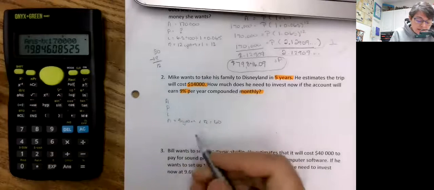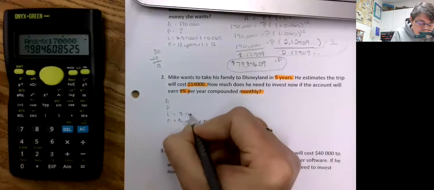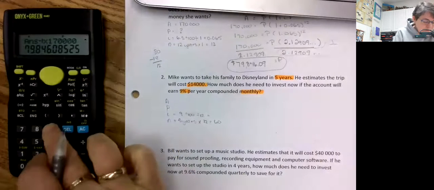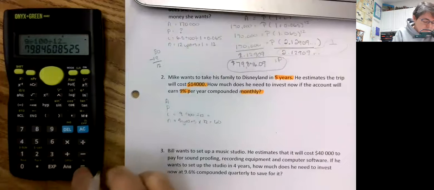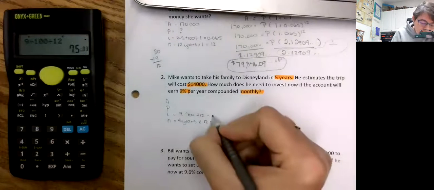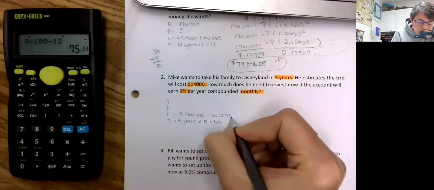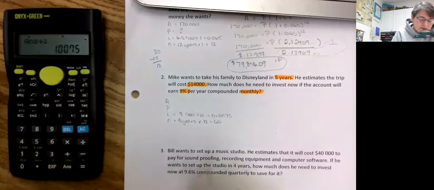Now my interest rate is 9%. This would be 9 divided by 100 divided by 12. $0.0075. All right, just want to double check.